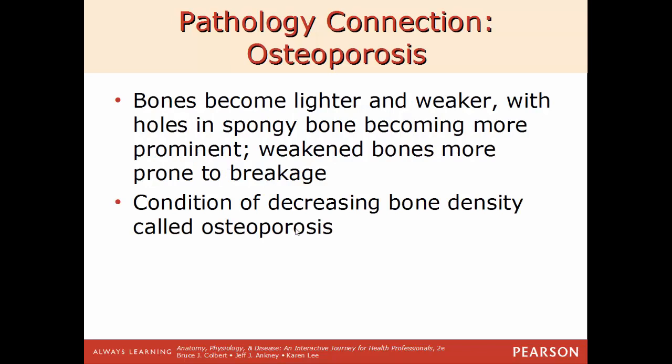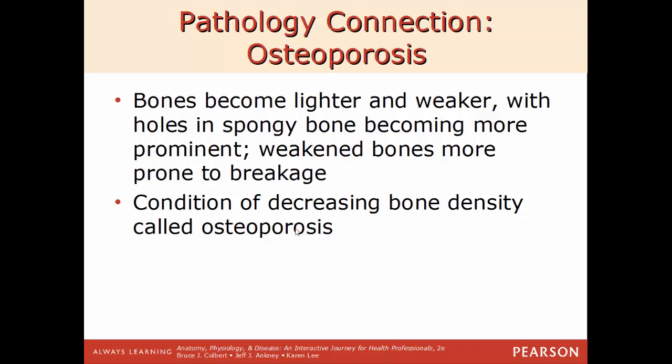Because of this, bones will become much weaker and much lighter. The areas of spongy bone become more prominent, more filled with spaces, which means the bone is very weak or brittle, which means it's very prone to being broken. This is particularly true with women who are postmenopausal, and usually will happen in bones that carry an awful lot of weight, for example the hip. It's very common for a woman who's postmenopausal to break a hip with little to no effort.